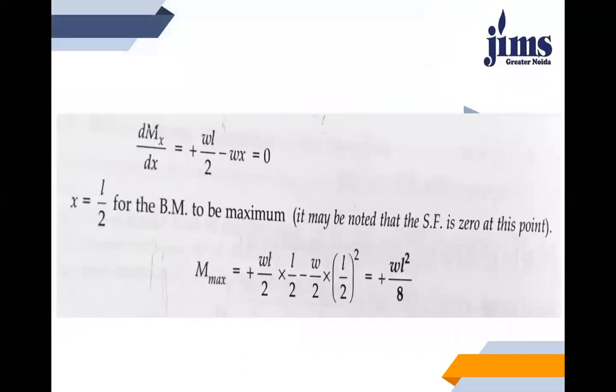Okay, so dM/dx is equal to wL/2 minus wx, and from this equation we got the value of x, that is L/2, and we put the value x = L/2 in our moment equation.